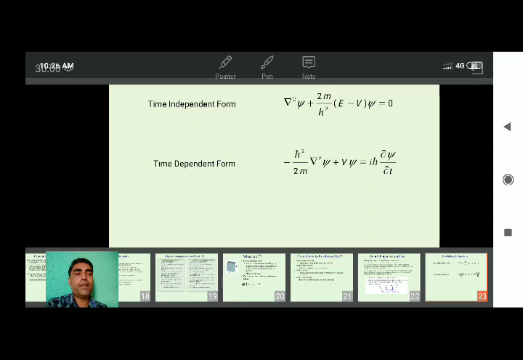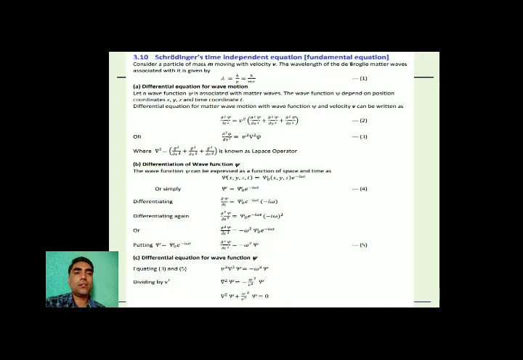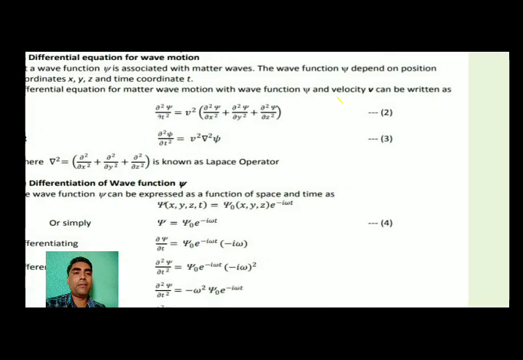Also, we have seen that the wave equation will be in two forms. The first form is Schrodinger's time independent wave equation, and the second form is Schrodinger's time dependent wave equation. In this lecture, we will set up both the forms of Schrodinger's wave equation. Now let us formulate the first part, which is Schrodinger's time independent wave equation.